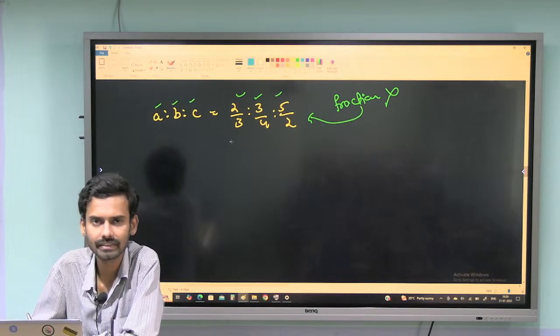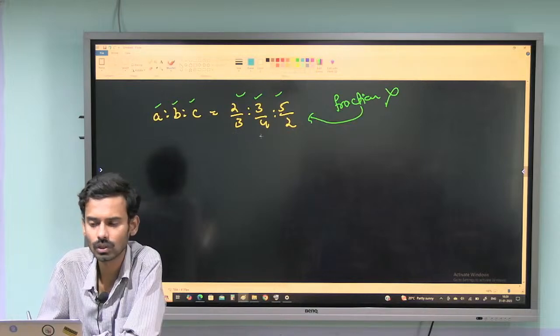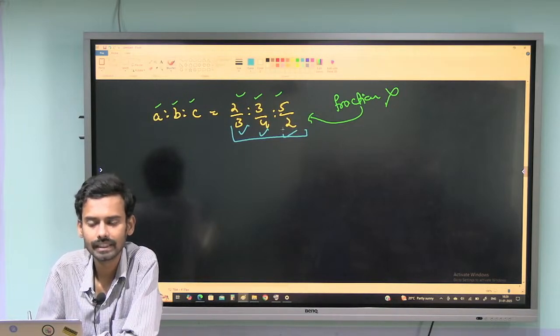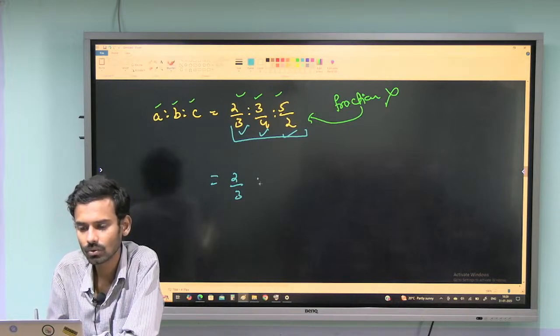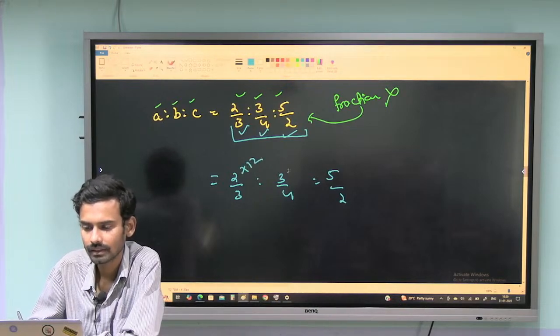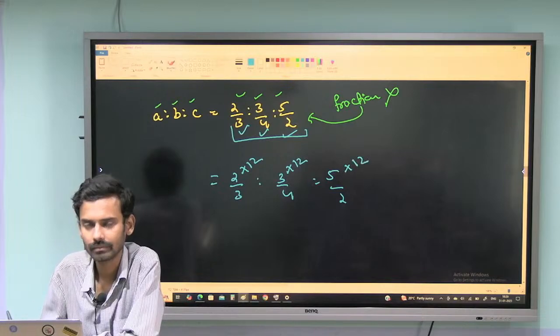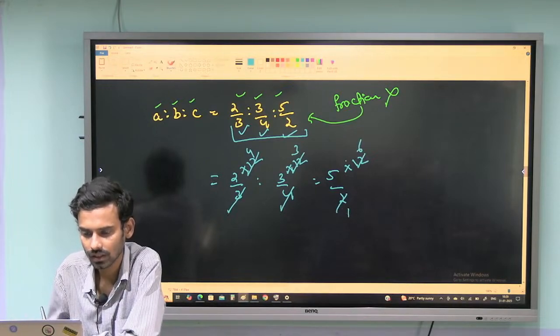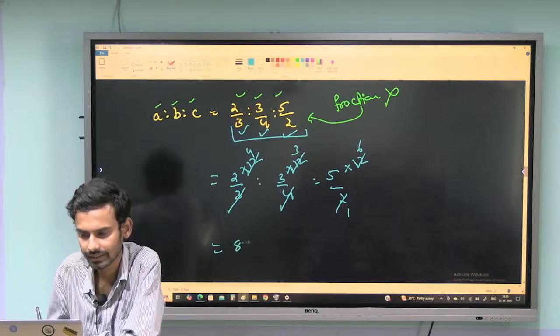If the ratio is having fractions, then you need to convert it into whole numbers by multiplying the LCM of the denominators. Here my denominators are 3, 4 and 2. If I take the LCM of 3, 4 and 2, I will have 12. Now you need to multiply 12 to all the ratios, like 2 by 3 into 12, 3 by 4 into 12, 5 by 2 into 12. So if you cancel, 3 ones are 3, 3 fours are 12, 4 ones are 4, 4 threes are 12, and 2 ones are 2, 2 sixes are 12. So what you will be getting: 4 twos are 8 is to 3 threes are 9 is to 6 5s are 30.